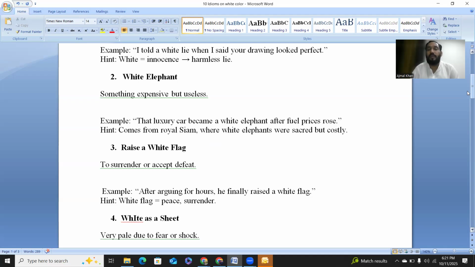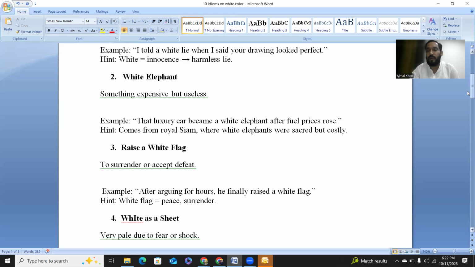The example is: after arguing for hours, he finally raised a white flag. उसने कई घंटे बहस की, but in the end he finally raised a white flag, meaning he showed that now I surrender, I don't want to argue more, I am done. So its hint is, white flag means peace, it is a symbol of surrender.